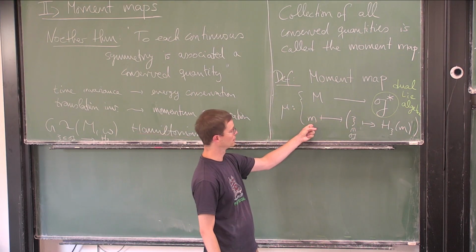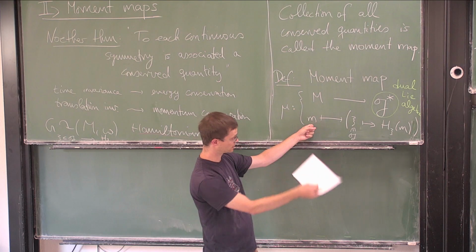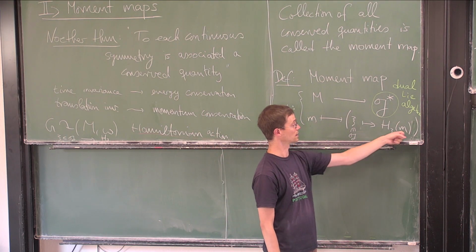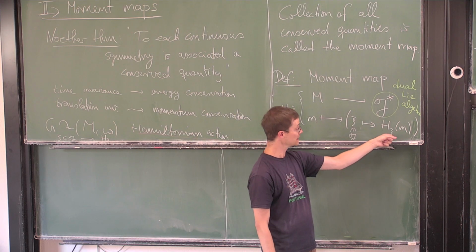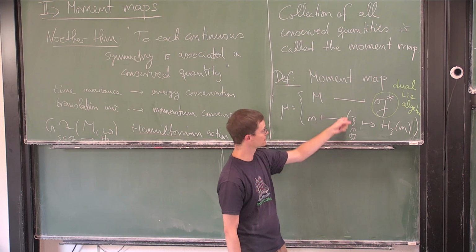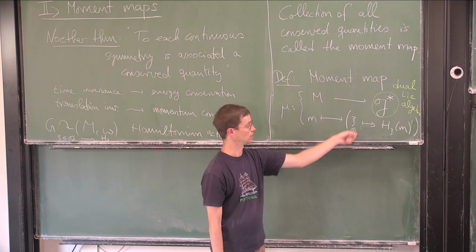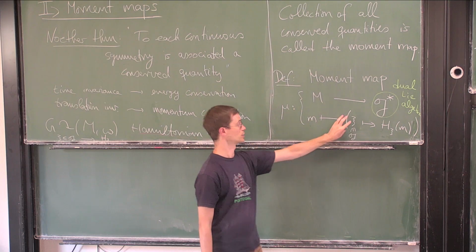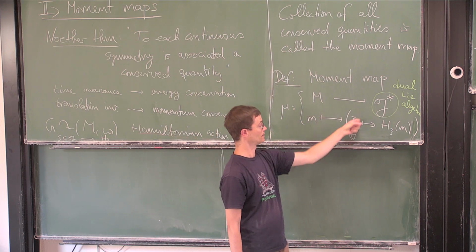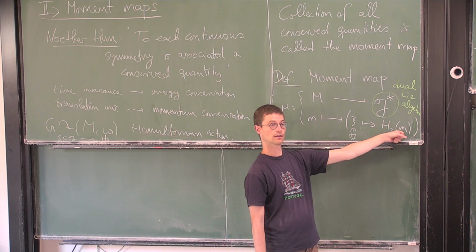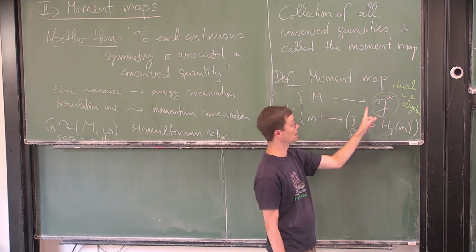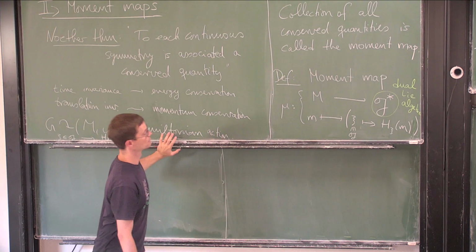So to a point, I want to associate the list of all conserved quantities. This list is the list of h psi m, and the index set psi is all the elements of the Lie algebra. What you can check is that this map, now seen as a map from psi to h psi, is actually linear. That's why it's a linear map over the Lie algebra.